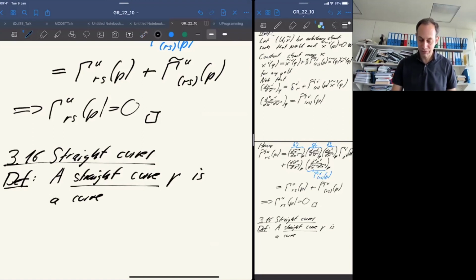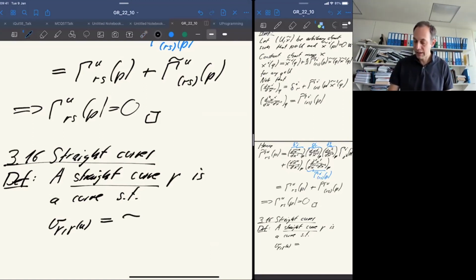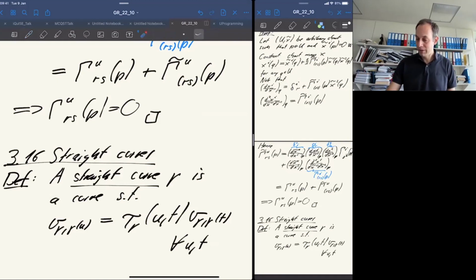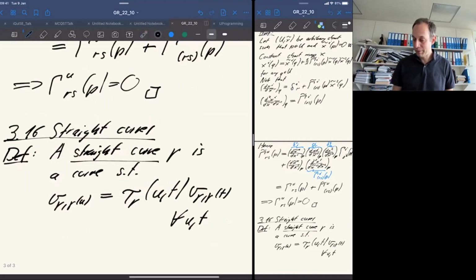Certainly a curve, if it's a straight curve, is such that the velocity vector of the curve at any coordinate point u is just a parallel transport of the velocity vector of the same curve at another coordinate point t, when I transport along the curve. I'm not even sure it's useful to draw a picture because it's so simple, but maybe pictures sometimes help. So this would be the curve gamma.